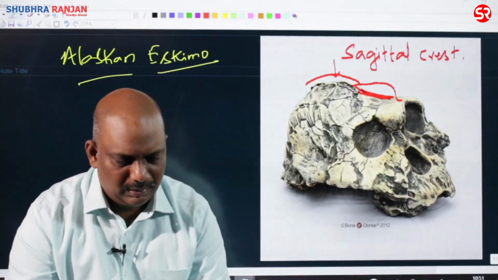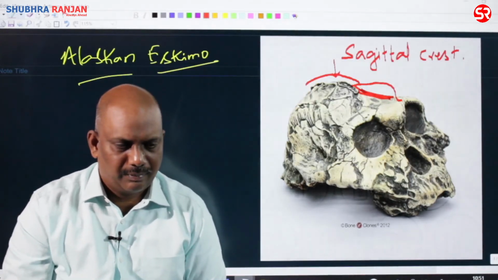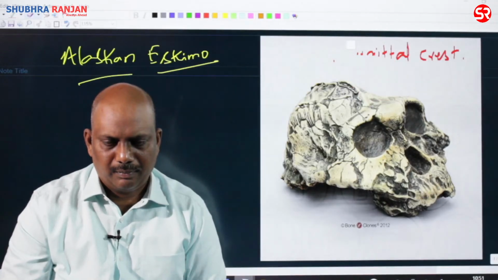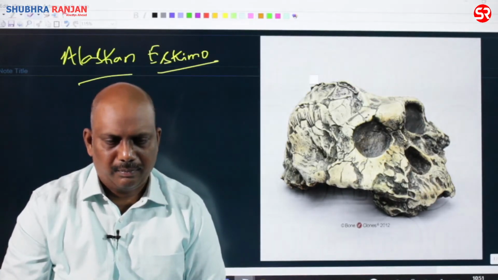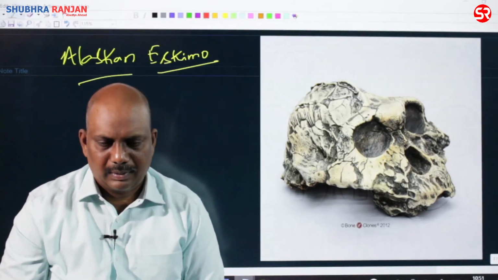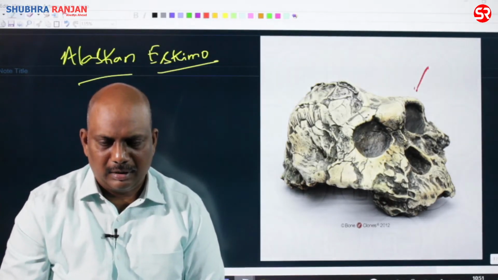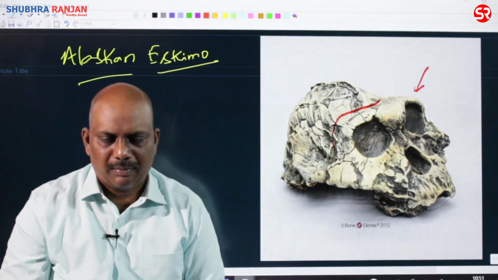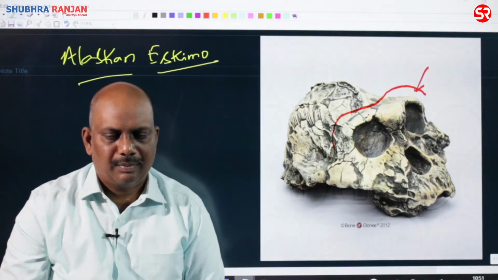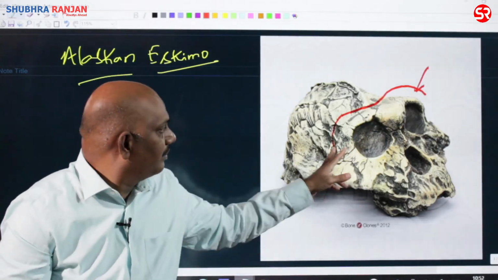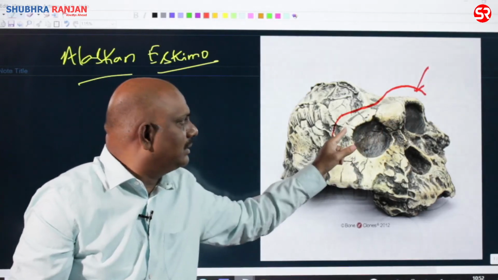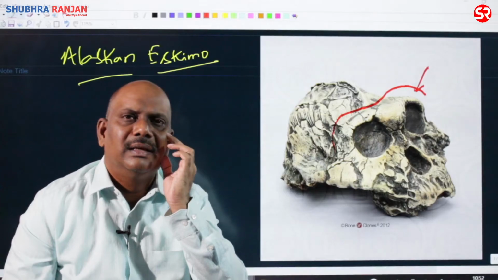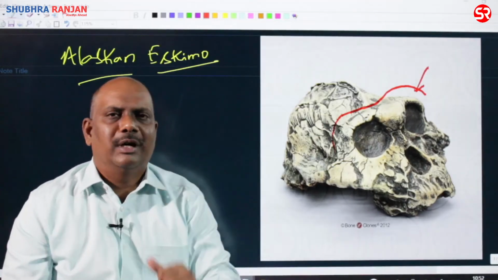Okay. This particular bone. Can you see this? This is like a rod, right? How thick this bone is. This is called a supraorbital ridge.